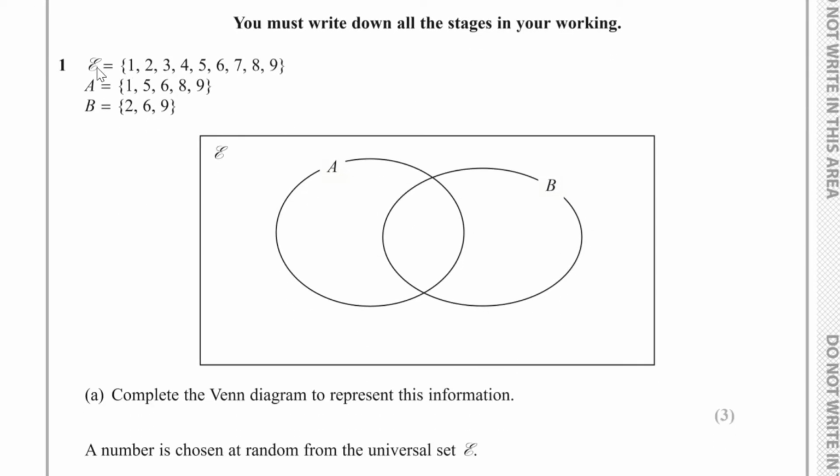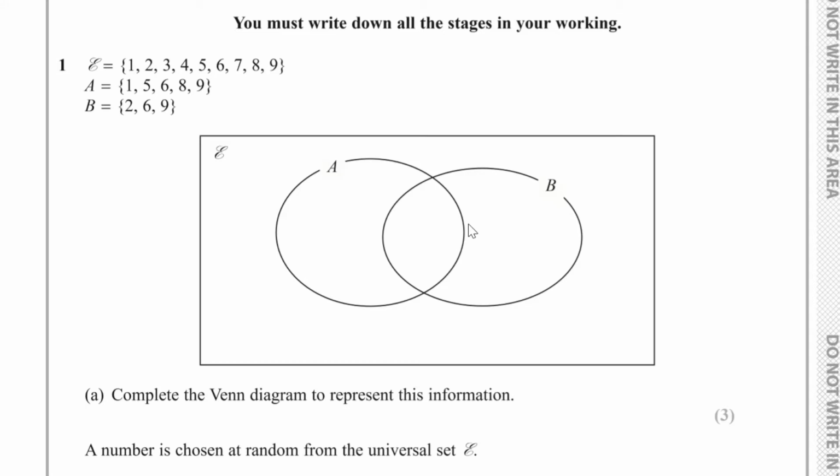Question 1. We have a set of numbers. The numbers are 1, 2, 3, 4, 5, 6, 7, 8 and 9. A has the numbers 1, 5, 6, 8 and 9. B has the numbers 2, 6 and 9. And for part A of the question, we have to complete the Venn diagram to represent this information.